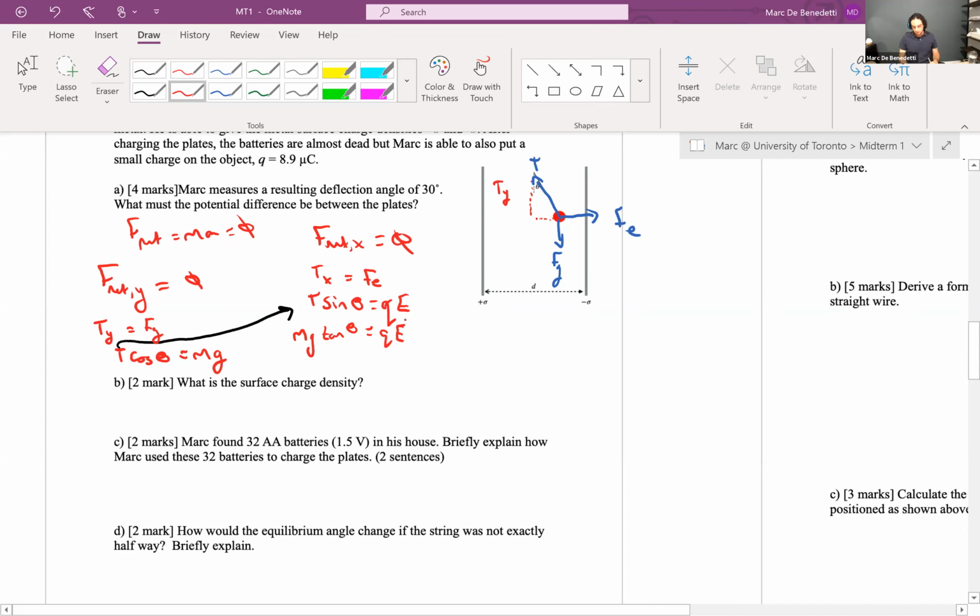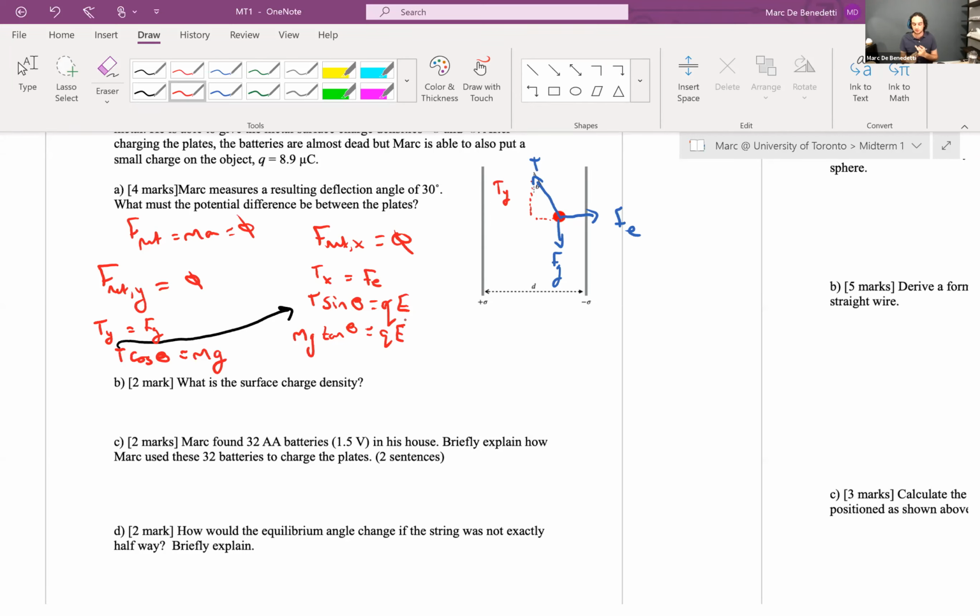So that's most of it. Then we ask ourselves, well, what kind of E field is this? Is this a Coulombic E field? Is this an E field due to a long infinite wire, whatever? This is an E field due to a parallel plate capacitor. So we ask ourselves, well, what's the E field of a parallel plate capacitor? We have two options for that.